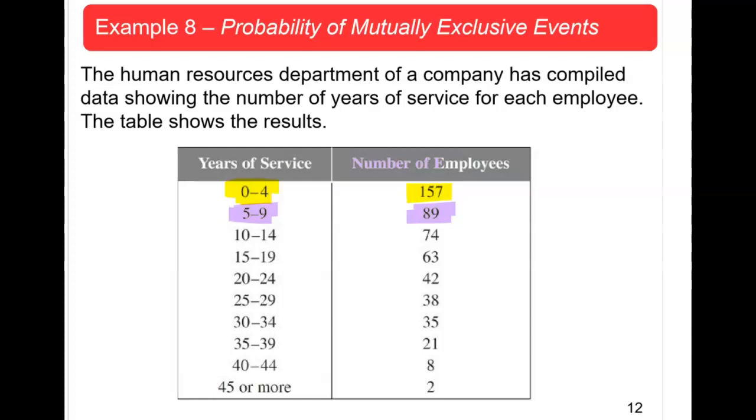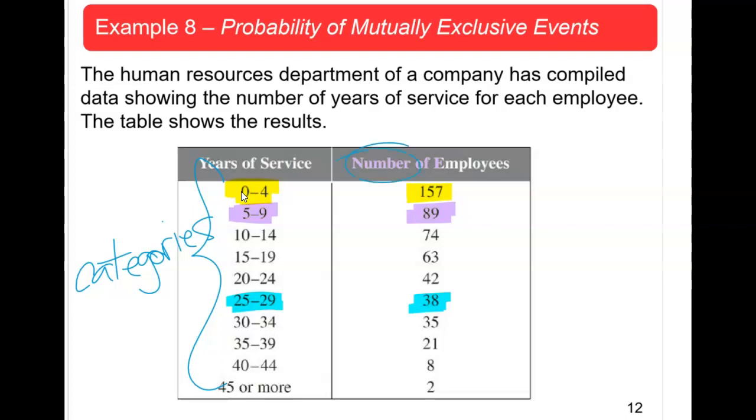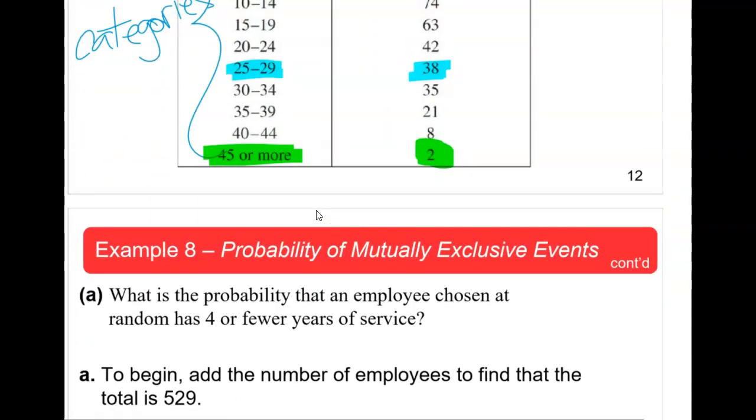So you could see that we have some people here, for example, 25 to 29, that would be 38. So for each time period of service, those will be considered the categories. And I know that both of those are numbers, but that is the categories. And then the one on the right is the number of actual employees. So you can see here at the bottom, we have 2 people who have been with the company for 45 years or more. So good for them.